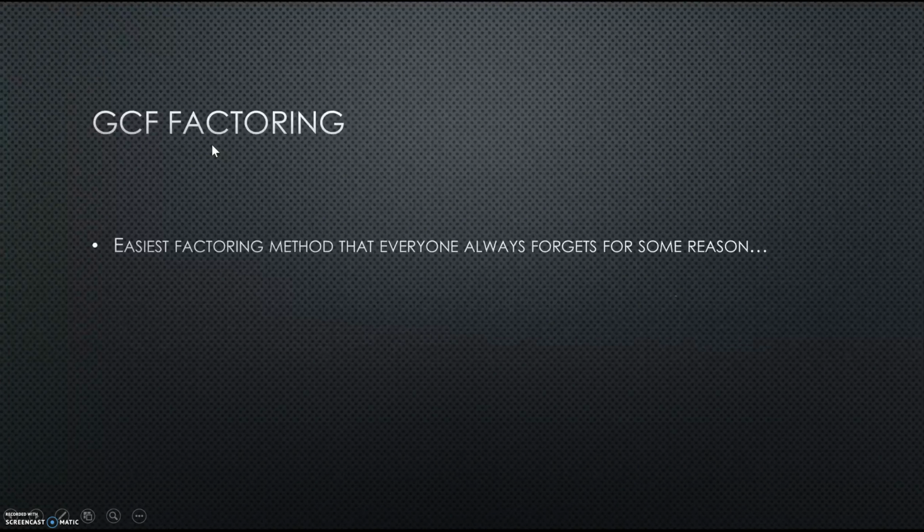And like I just mentioned a second ago, it's the easiest factoring method that everyone forgets for some reason. Okay, and probably the best way to think about it is it's just the distributive property in reverse. It's basically taking the distributive property and applying it backwards. Okay, so it's reverse distributive property. And the best way to see it is through an example. So let's just take one right here.